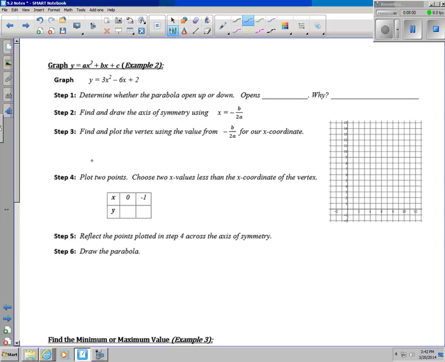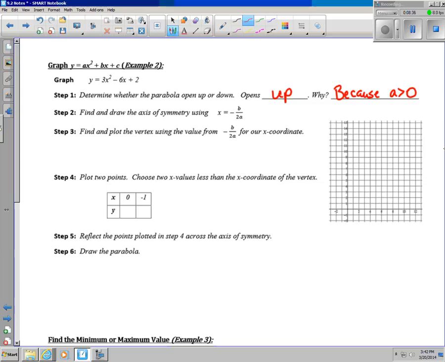So the first thing I want to do is determine whether the parabola opens up or down. Always have that in the back of your mind and just know which way you should go. So it opens up, and why does it open up? Hopefully you can fill that in before I tell you. It opens up because a is greater than 0, or a is positive. So the second step after knowing that is we're going to find and draw the axis of symmetry using the equation.